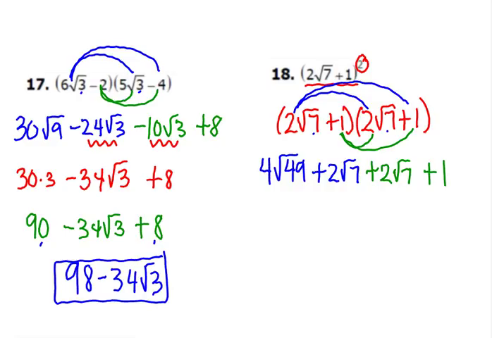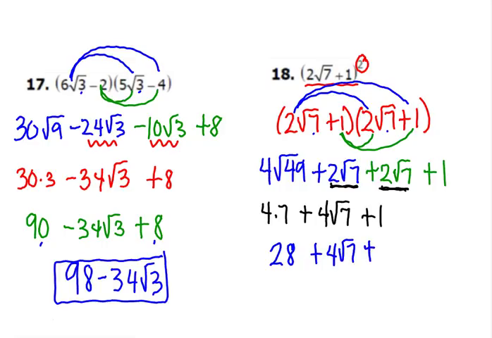So what's the square root of 49? 4 times 7 plus, how many total square roots of 7 will I have? Well, I'll have 4 square roots of 7 plus 1. 4 times 7 is 28 plus 4 square roots of 7 plus 1. And finally, I can add my 28 and my 1 together for a grand total of 29 plus 4 square roots of 7.